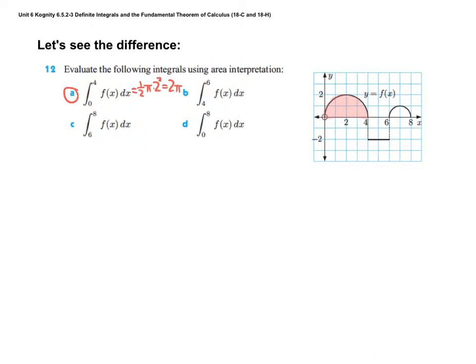Okay? Now we have part B. Part B is the integral from 4 to 6. So that's this right here. Okay? That's just a square. What does that integral equal? Negative 4. It's below the x-axis, right? Okay?